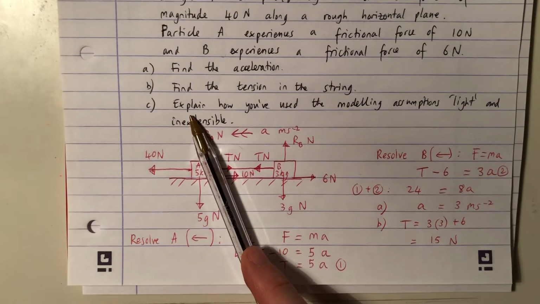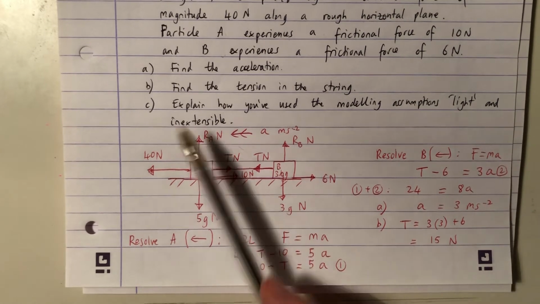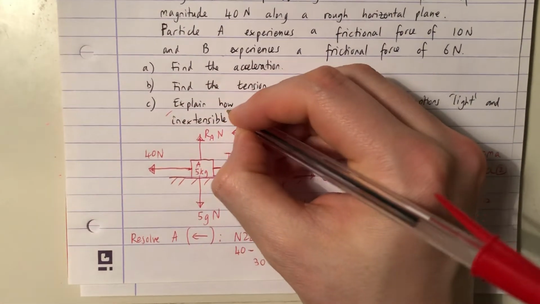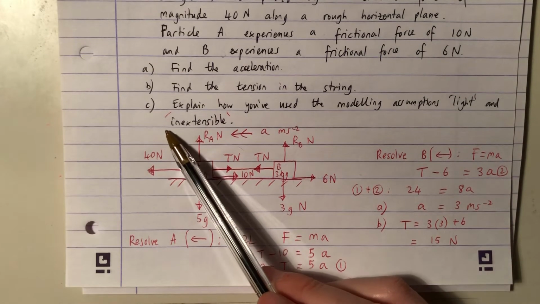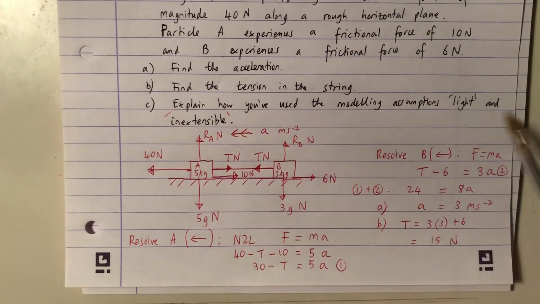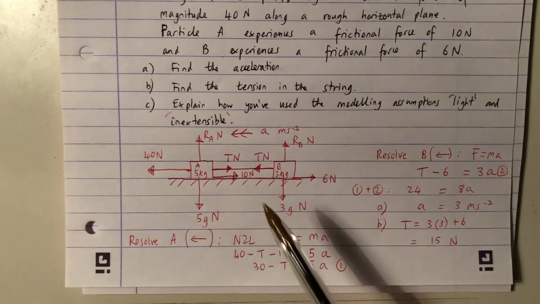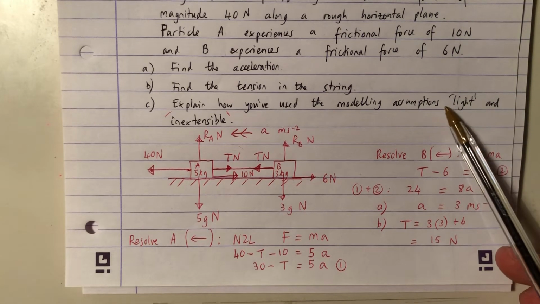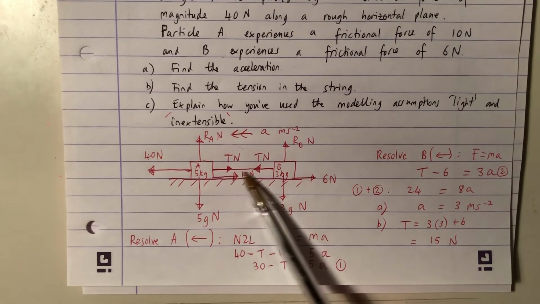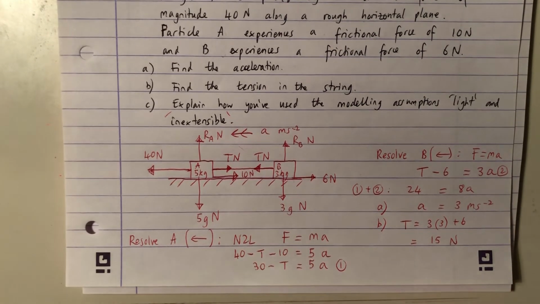Part C, explain how you've used the model and assumptions light and inextensible. Inextensible and light, I can't remember what chapter it was in the book now, but it was loads of modelling assumptions. Light means the mass is negligible. So in this case, the string's mass is negligible and the tension would therefore be constant.